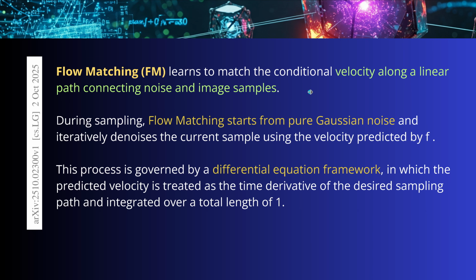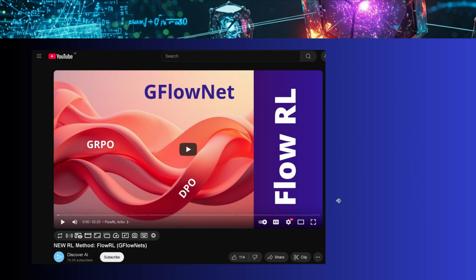Now, let's take a step back, and you know what we have today are either flow matching or energy, so let's start with flow matching. Flow matching models learn to match a conditional velocity along a linear path connecting the noise and the image samples. And during the sampling, the flow matching starts from pure Gaussian noise and iteratively denoises the current sample using a velocity predicted by a particular function f. This process is governed by a differential equation framework in which the predicted velocity is treated here as the time derivative of the desired sampling path and integrated over the total length.